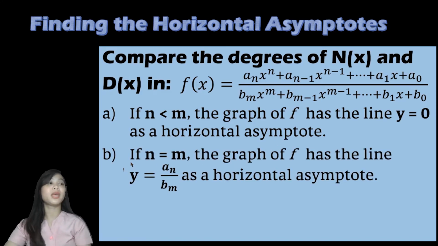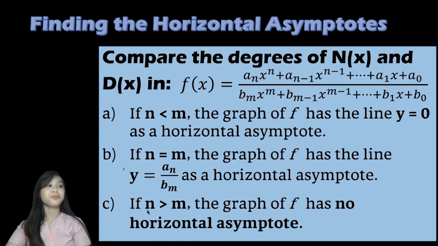Next, if n is equal to m, meaning the degree of your numerator is the same as the degree of your denominator, the graph of the rational function has the line y equals a sub n over b sub m. That is the numerical coefficient of your highest degree in the numerator over the coefficient beside your highest degree in the denominator. So we have a sub n over b sub m as the horizontal asymptote.